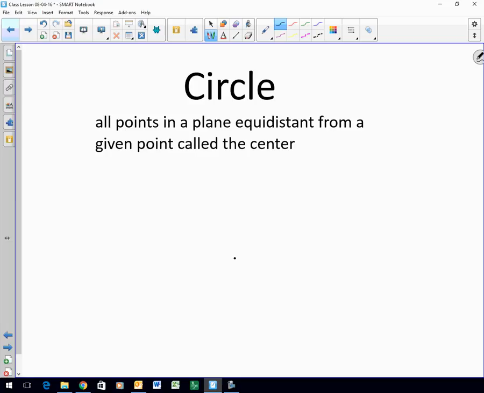A circle is a strange shape. Okay, all points in a plane that are equidistant from a given point called the center. Okay, well, I know what a point is. That's what Coach had earlier. He had U. Okay? And if I went, let's say, 5 feet out, equidistant in each direction from point U, all the points that are exactly 5 feet from point U form what we call a circle.